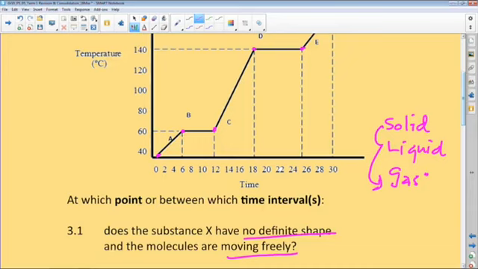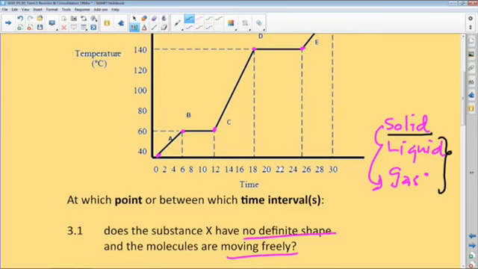Definite shape, the only phase of matter that has got a definite shape is the solid. So, in other words, the question is requiring of us to identify the time in which substance X was either a liquid or a gas. Now, check. Between A and B, what is happening? The energy of the particles of that substance X is increasing.